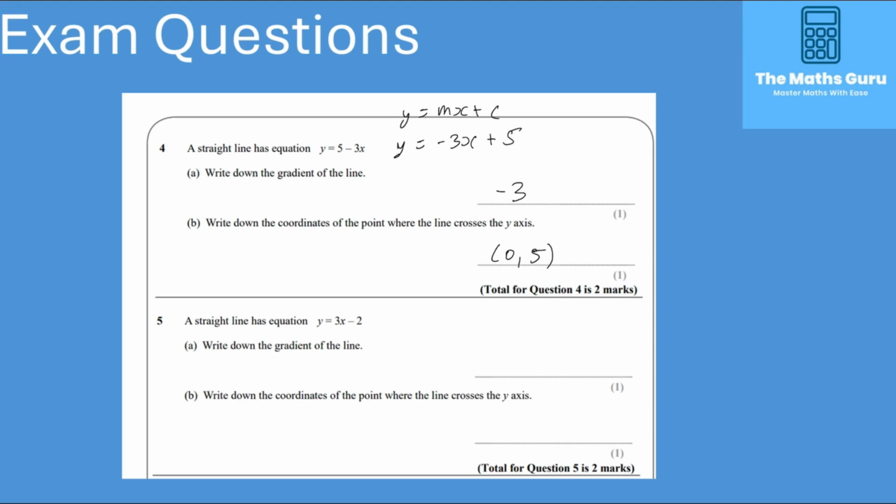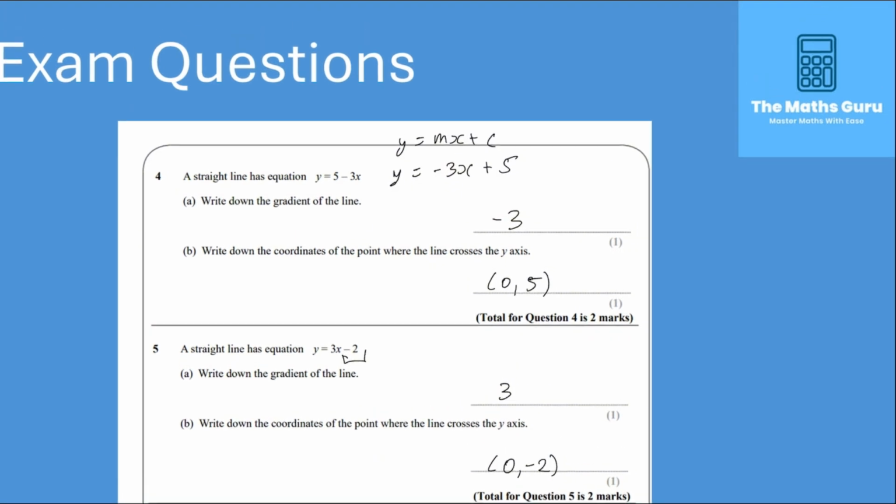A straight line has the equation y equals 3x minus 2. Write down the gradient of the line. Very simple question. The gradient is simply 3. Write down the coordinates of the point where the line crosses the y-axis. Again, the x-coordinate is going to be 0 and our y-coordinate is going to be minus 2. As you can see from here, that is our c value.